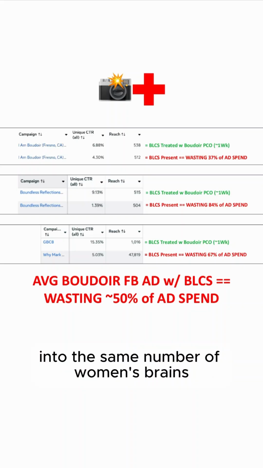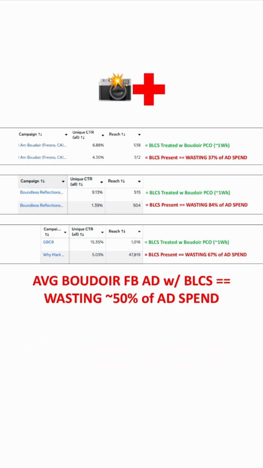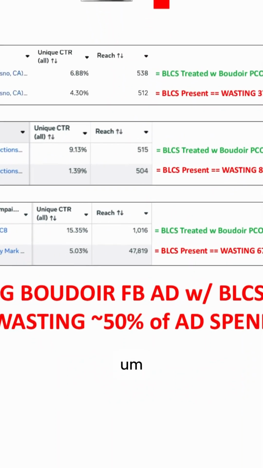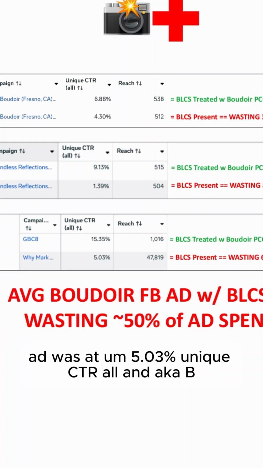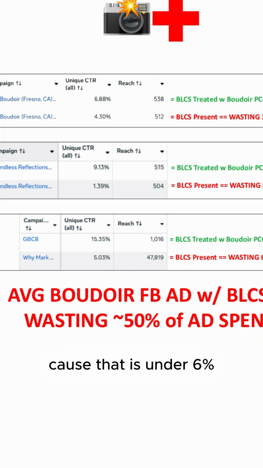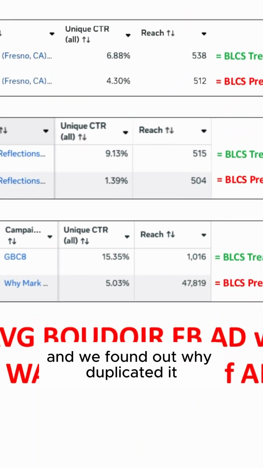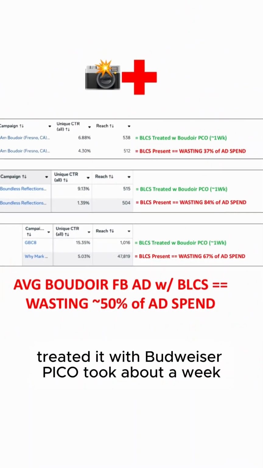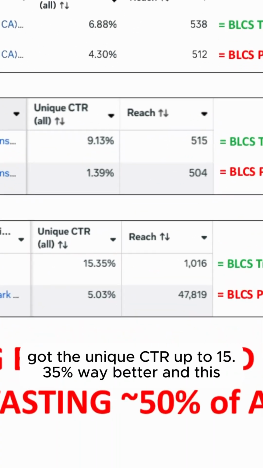We're getting our ad into the same number of women's brains as the original Boudoir Facebook ad, spending 10 grand a month. Finally, had a patient test his Boudoir Facebook ad and found out it was at 5.03% unique CTR all, aka BLCS was present, because that is under 6%. I duplicated it, treated it with Boudoir Pico, took about a week, got the unique CTR all up to 15.35%, way better.